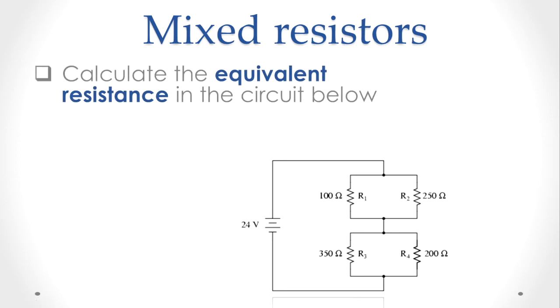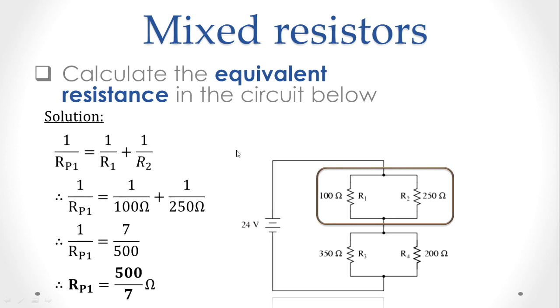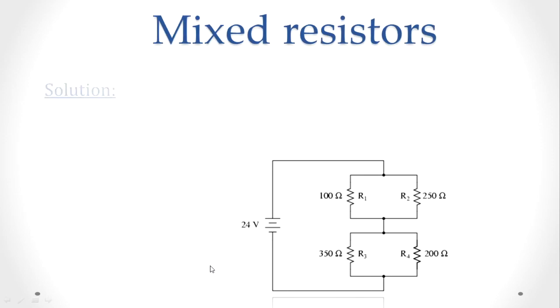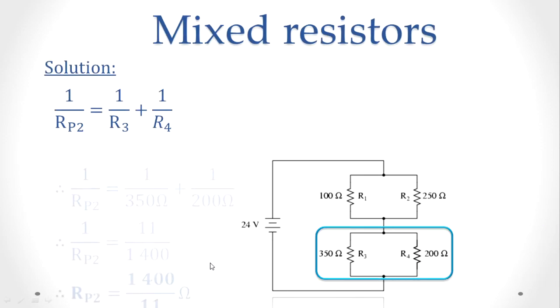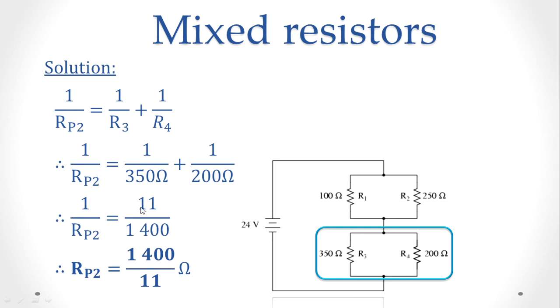If we calculate the equivalent resistance in the circuit below, let's first work out the resistance in this one over here. So the resistance in parallel for that part: 1 over 100 plus 1 over 250 works out to be 7 over 500, and now we have to invert to get 500 over 7. Obviously you can use a calculator for all of these calculations. For the next part of the parallel connection, substitute your values. You get 11 over 1400, invert and you get that.